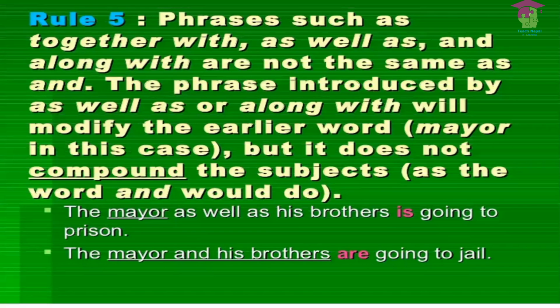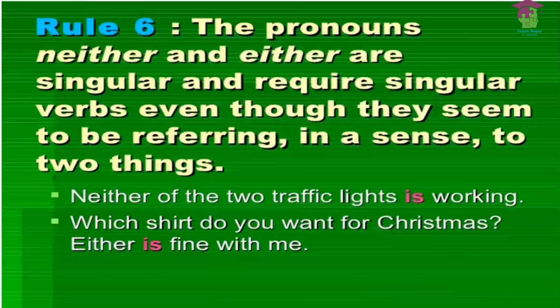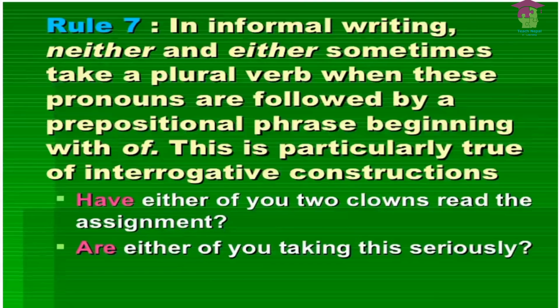And next is as well as. For example, the mayor as well as his brothers, the mayor as well as his brothers is going. So we need to check the first subject and use the verb according to it; as well as is not treated like and. So with neither and either plus plural subject, we write the singular verb.